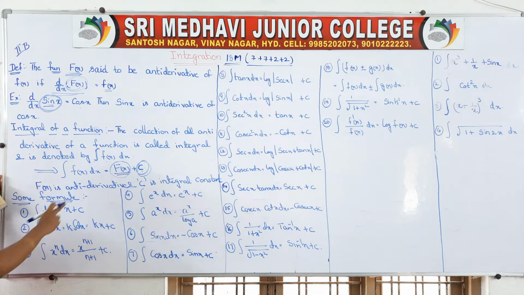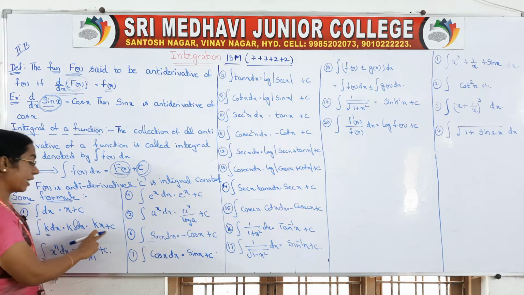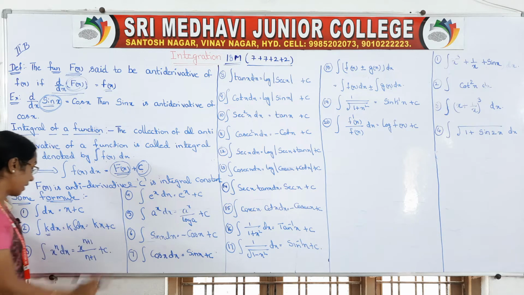Okay, so come on. First formula is integral dx is equal to x plus c. This is the derivative and this is the integral. I said reverse process, so both will get cancelled, and you will have x plus c. So integral dx is equal to x plus c. Next, second one, integral k dx. What is k? k is some constant. You take the constant outside, k times integral dx, that is kx plus c.